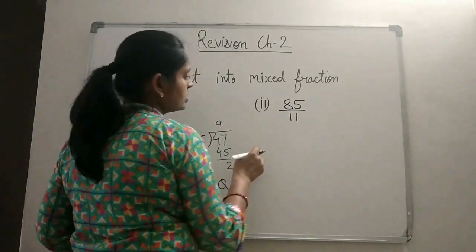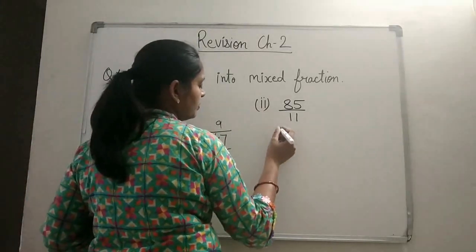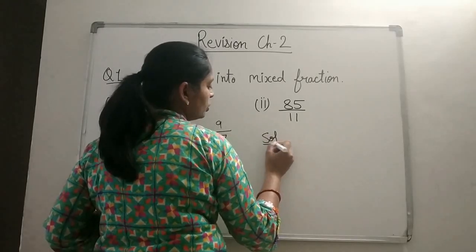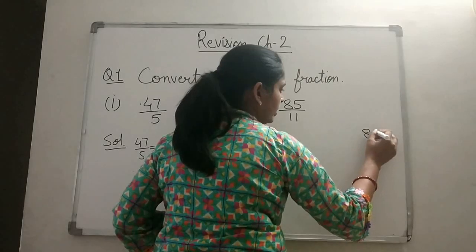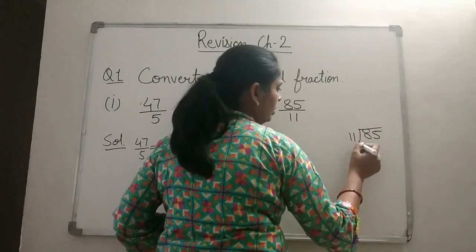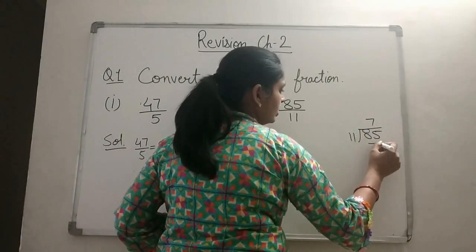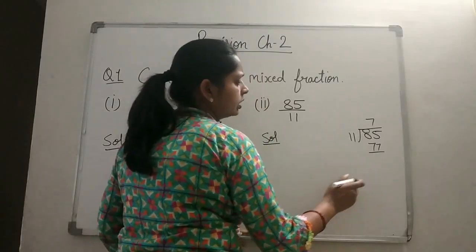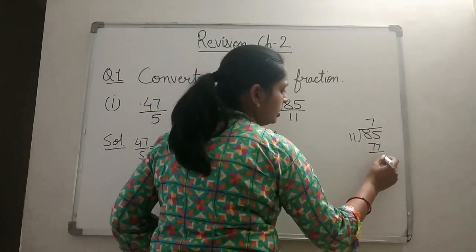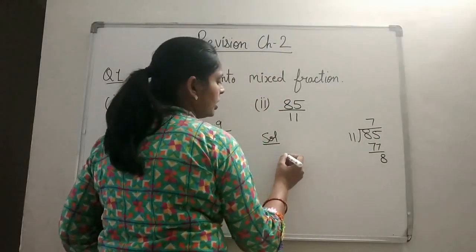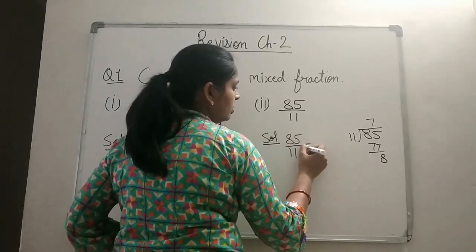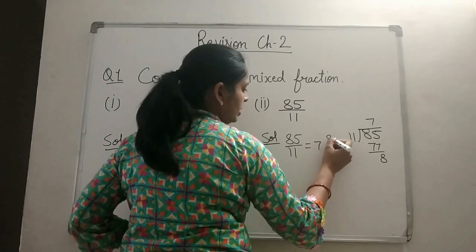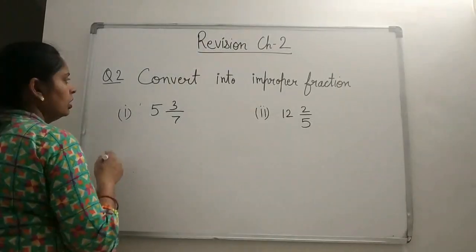Then the next question is 85 upon 11. So again you will go for the division, 85 divided by 11. 11 7s is 77, and you will get 15 minus 7, how much? 8. So again your answer is how much? 85 upon 11 will be equal to 7 8 by 11, right?